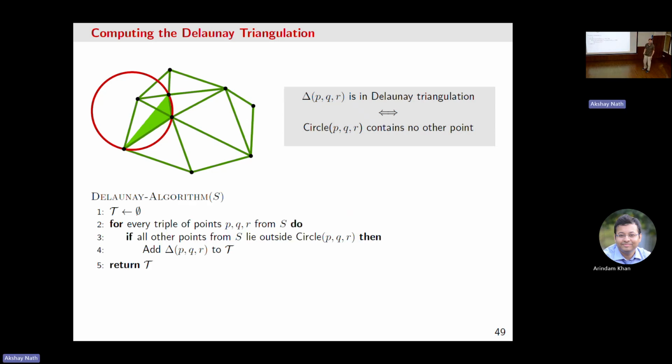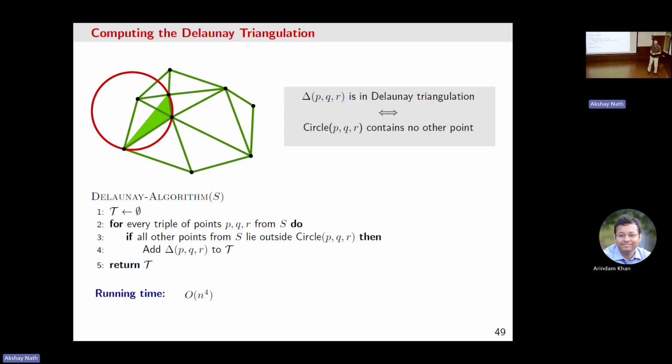So, there's an obvious algorithm that would say check every triple. For every triple, take the circle, check if there's a point inside. That would run in n to the power 4. But you can also do it better, as if you took Rahul's course, you probably know how to do it.